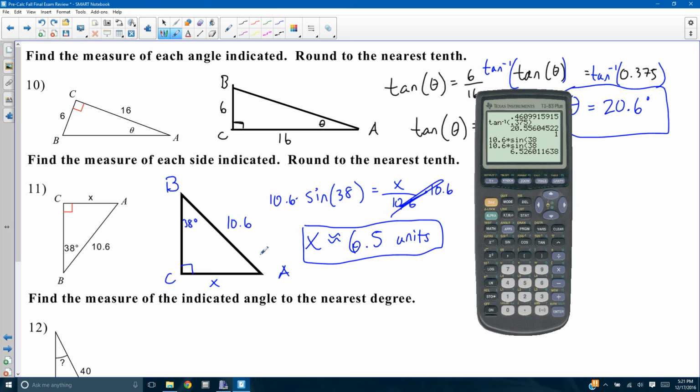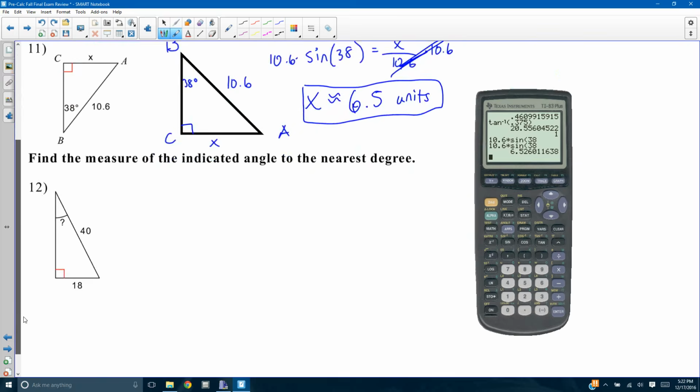Here's the main double checking measure that I'm going to do. X is a leg, 10.6 is a hypotenuse. This should be less than this right here. Not necessarily significantly less, but it should be less. If you got an answer of 12 something, there's something wrong, because this is a leg and this is the hypotenuse. It should definitely be shorter. Good double checking measure there.